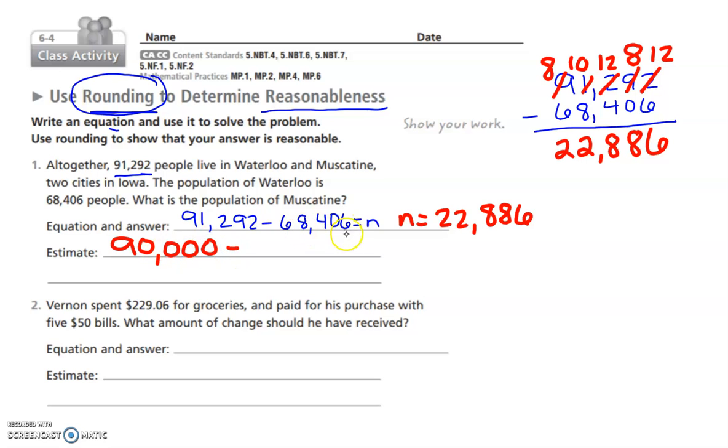minus, and you've got to find what's close to 68,000. So that obviously seems like 70,000 would be a good choice. And then that's going to equal what? What's the difference between 90,000 and 70,000? That's one you should be able to do in your head. That's going to give you about 20,000. And so then your job is just to simply ask yourself, do I think that 22,886 is a reasonable answer if my rounding was 20,000? And I would definitely say, yes, I think I've done a good job there.